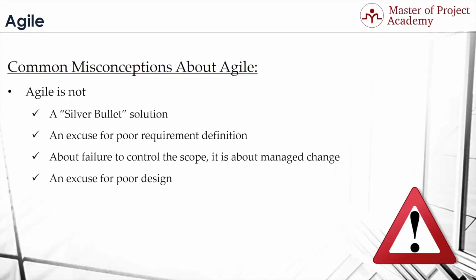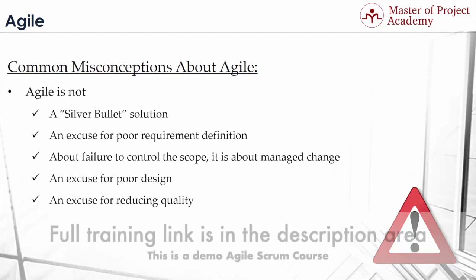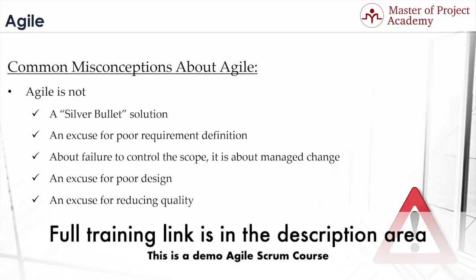The fifth misconception about Agile. Agile is not an excuse for reducing quality. Agile methodologies deliver incremental and working software in predetermined intervals for the test of the customer. Since there is a time pressure to meet a fixed amount of work in this interval, reducing quality should not be an excuse.